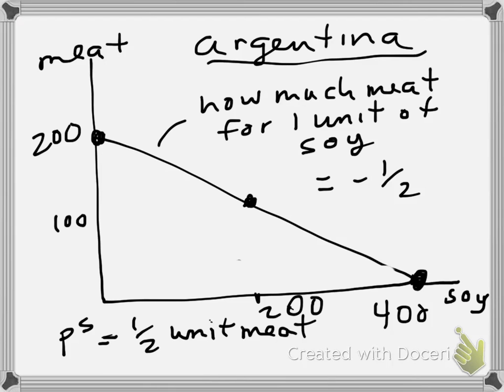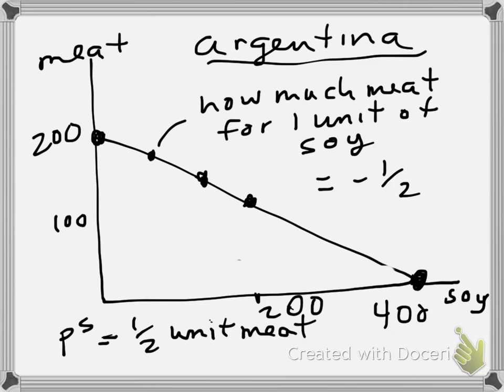And every other division of labor, if we had instead 30 units of labor producing meat and 20 producing soy, we'd be someplace here. If we had 40 producing meat and 10 producing soy, we'd be someplace here.